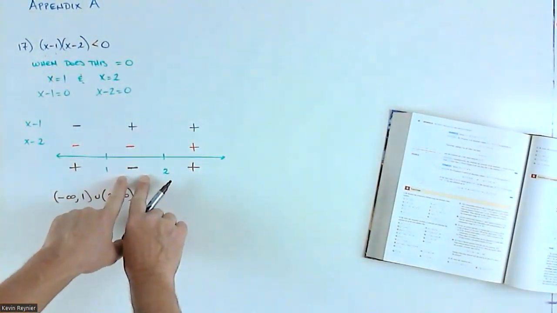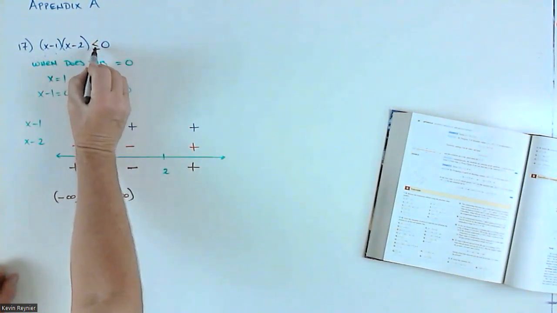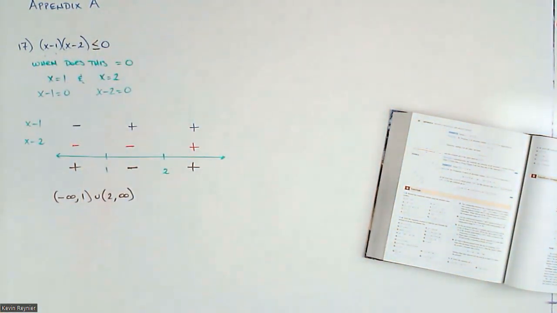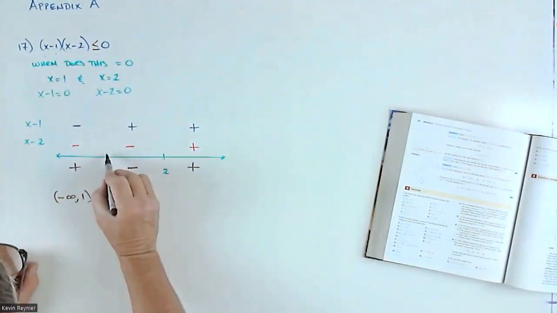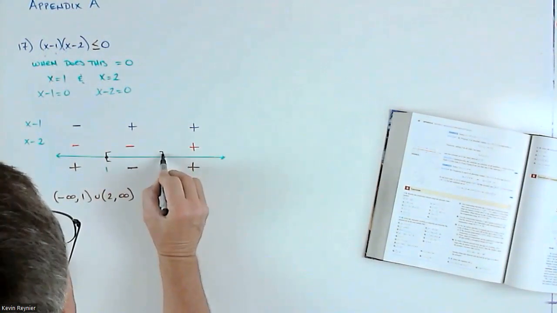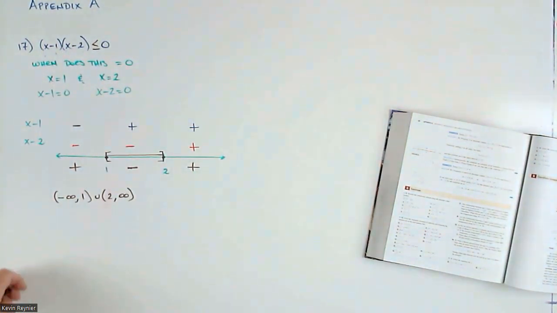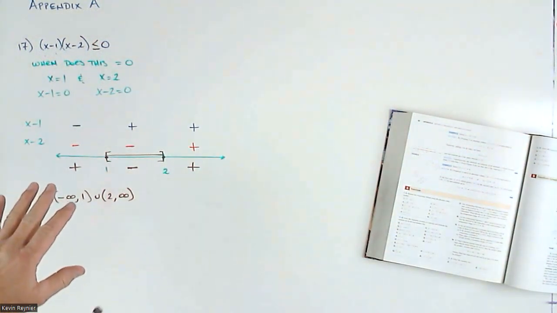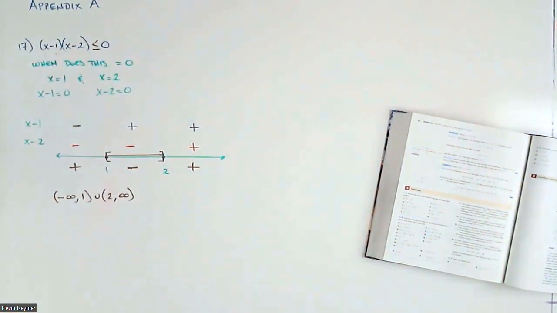Right there. If they had asked me, where is it negative or less than 0? Sorry, less than or equal to 0. I know it's here, and here, and here. And in Algebra 2, we were taught that's the closed interval. So the nice thing about this test point approach is that it answers any question they ask.